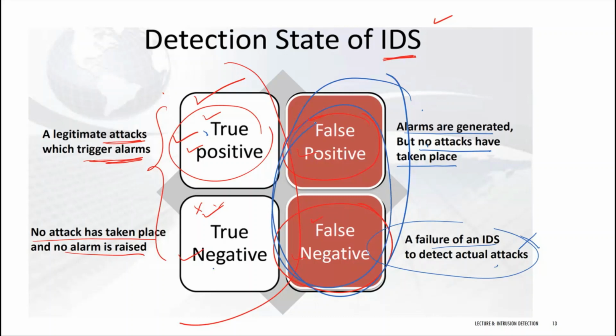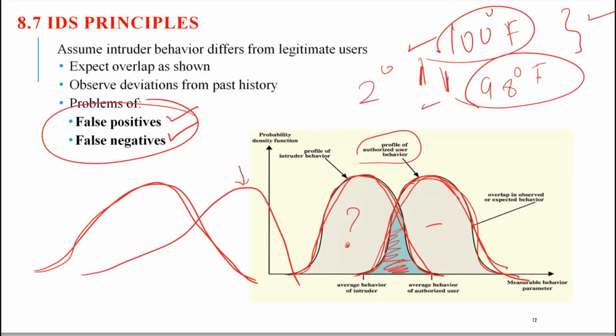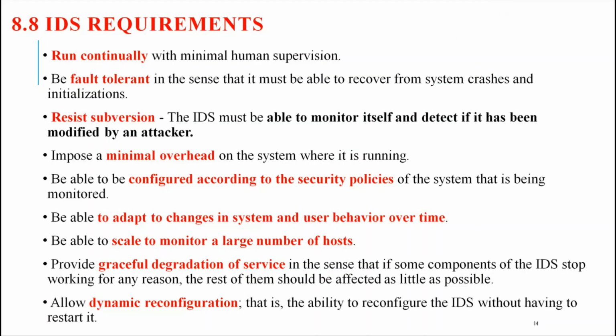Now I'm going back to the previous slide to show you. What are the problems? False positives and false negatives. These are the 2 major issues as far as the IDS is concerned. Now moving on to the next slide, IDS requirements, the intrusion detection system requirements.